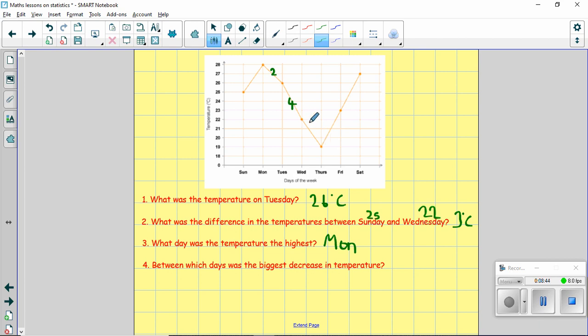Wednesday to Thursday, it's gone from 22 to 19. So that's a 3 degree decrease. Thursday to Friday, that's an increase, and Friday to Saturday, that's an increase. So I don't need to look at those. So between which days was the biggest decrease in temperature? Well, it's here, so it'd be Tuesday to Wednesday. So I'll just put Tuesday to Wednesday.